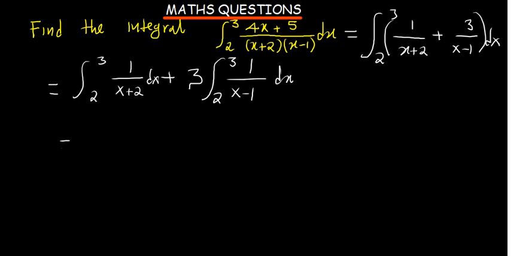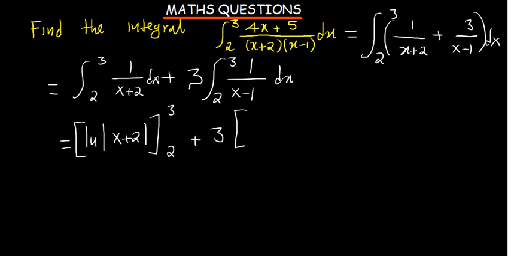So now we integrate. Natural log, whatsoever is in the denominator, we are using absolute value, |x + 2|. Now the limits, we've got 3 and 2, and then plus, we have got a 3 in front first, and then we integrate this, that is going to be natural log.